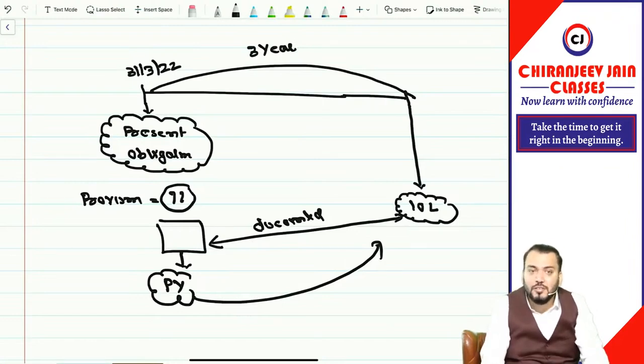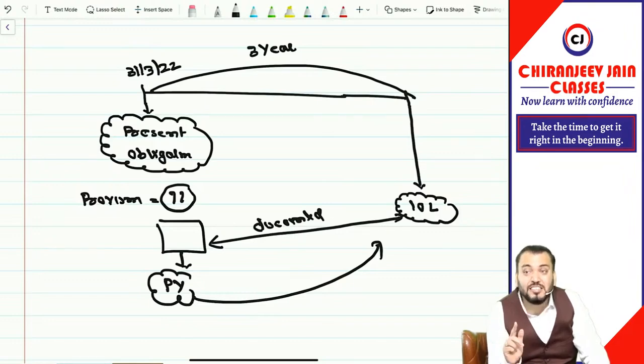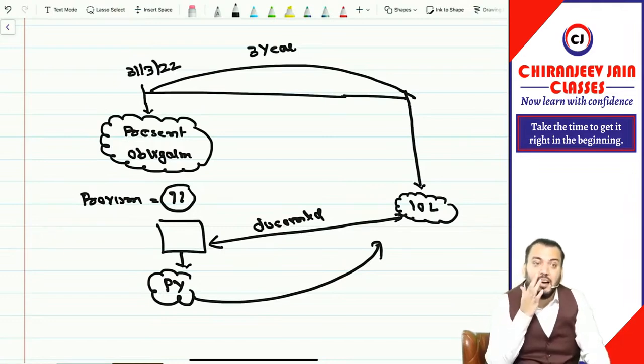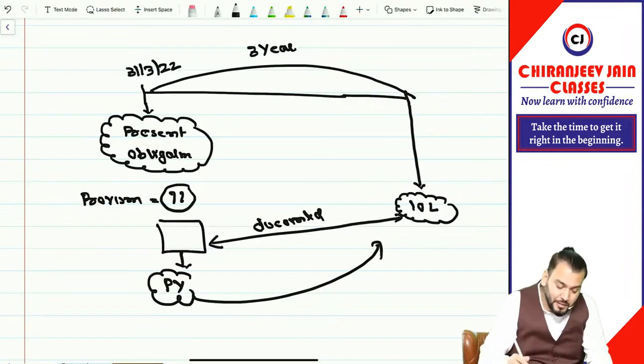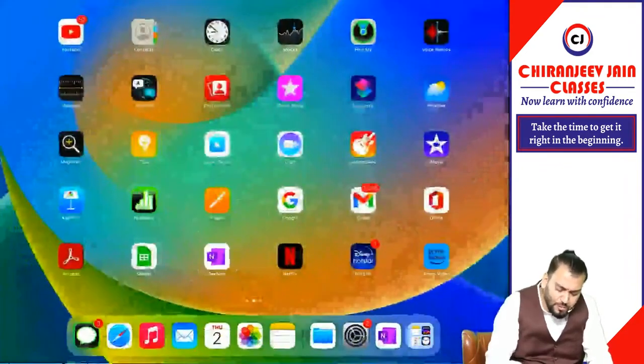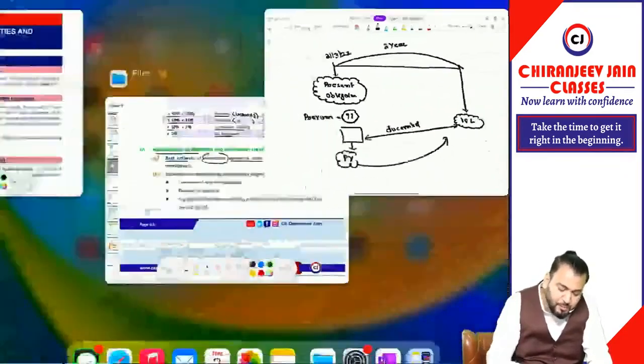Have you understood? Third difference. Ind AS 37 says discounted amount. AS 29 says undiscounted amount. AS 29 says 10 lakh. Ind AS 37 says present value of 10 lakh. Understood? Have you understood this point? Correct? Got it? Yes, sir. So I hope you have understood what they want to say about this particular point.